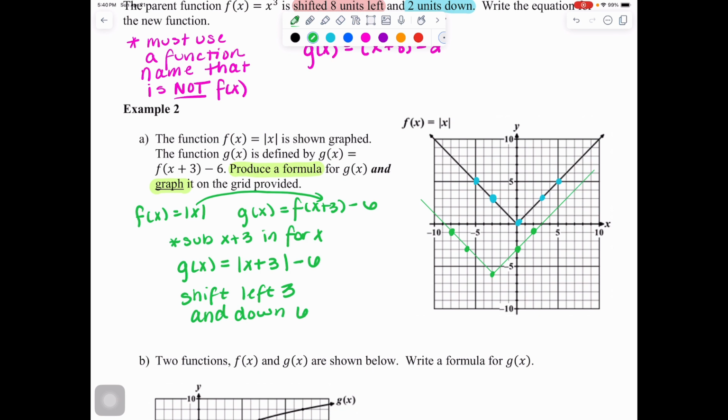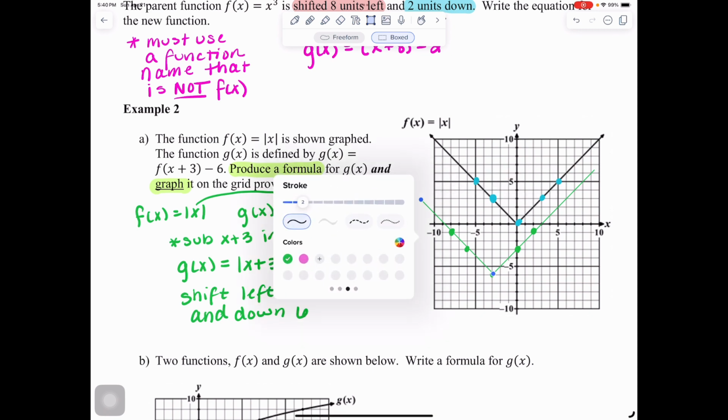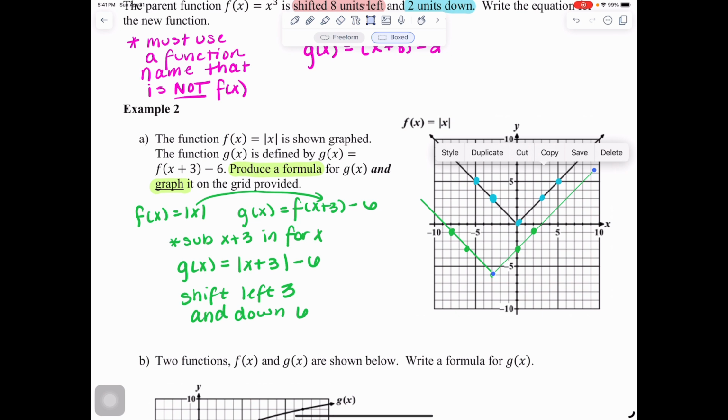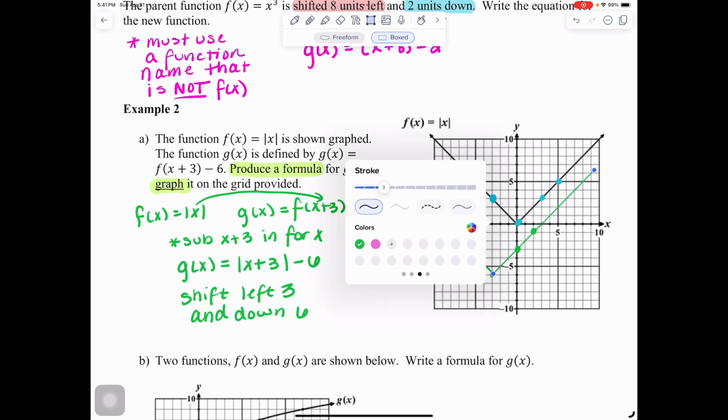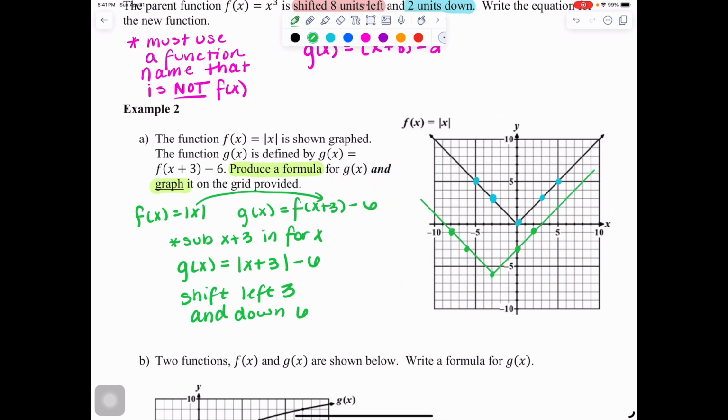To make my graph, we'll make this a little wider so that you can see it. Same thing here. Make sure we have arrows on the ends. And then we want to make sure we label this with our new function, which is g of x equals the absolute value of x plus 3 minus 6.